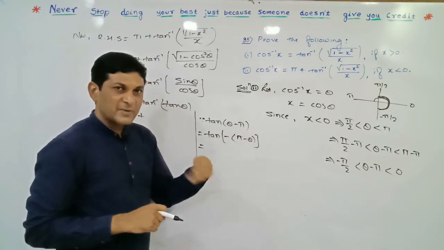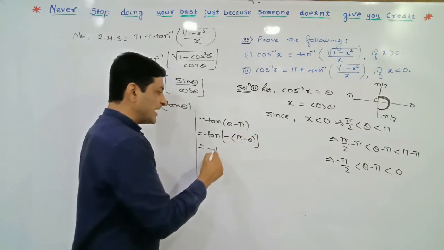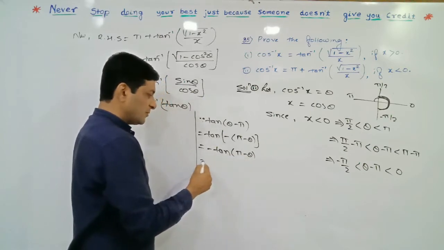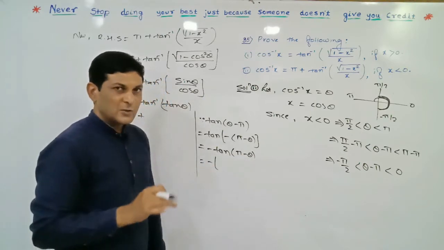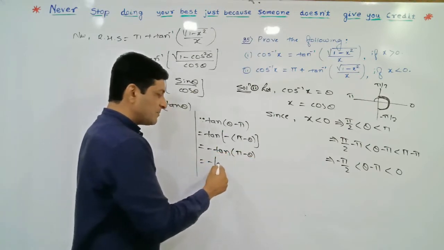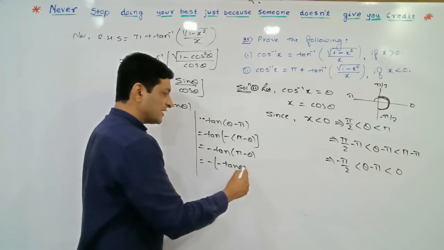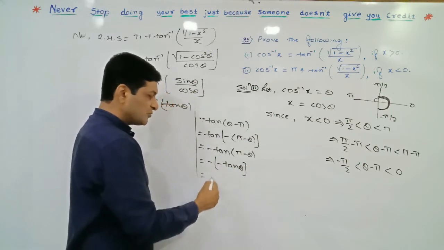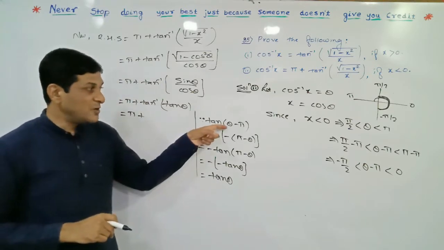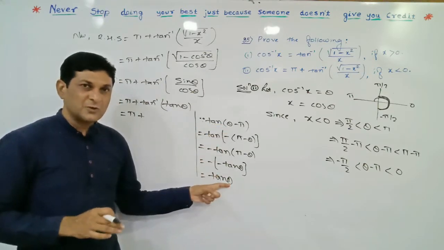What is the formula of tan minus theta? It will be equal to minus tan theta. What is theta here? Pi minus theta. So minus, keep it as it is. According to allied angle formulas, what is the value of tan of pi minus theta? Tan of pi minus theta is minus tan theta. So minus into minus will become plus. What result have we got here? Tan theta. That means the value of tan of pi minus theta is equal to tan theta.